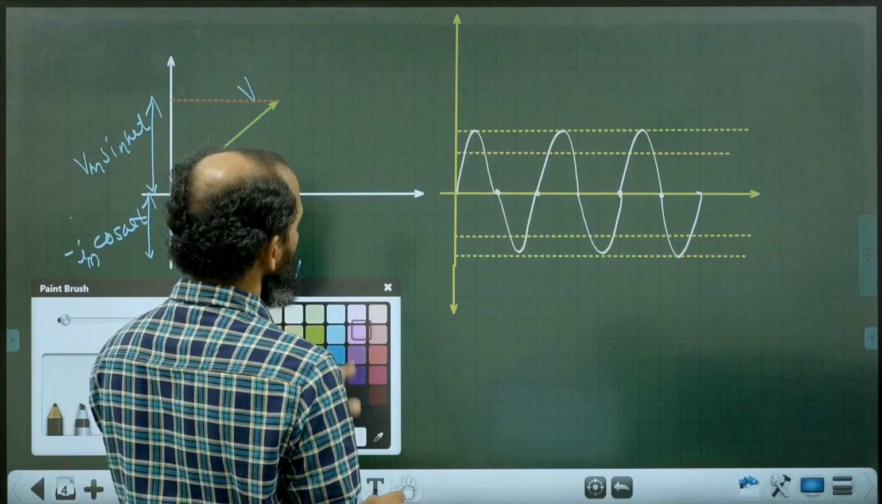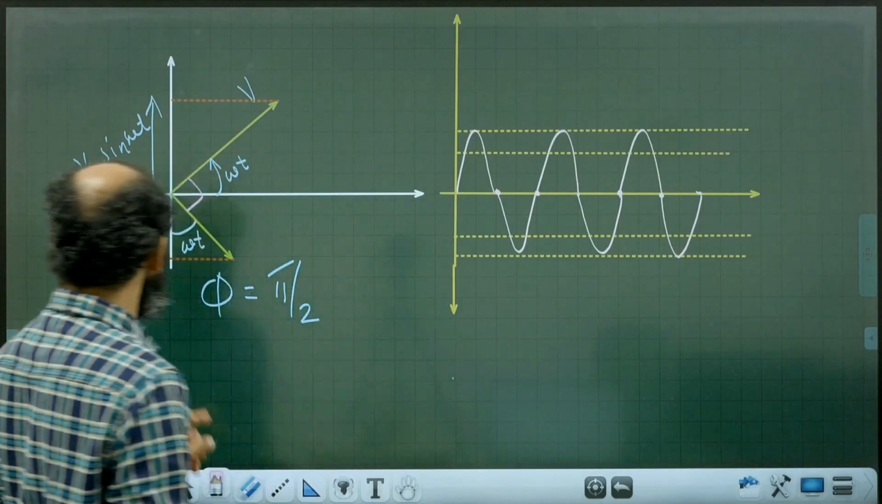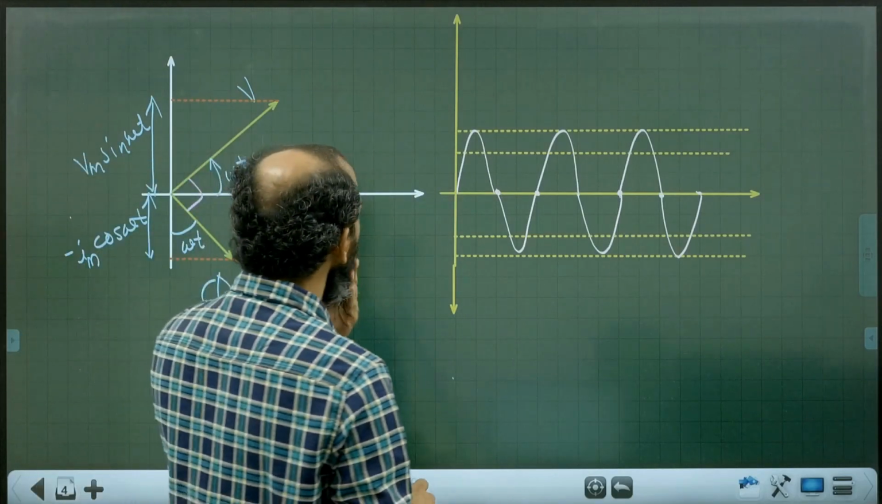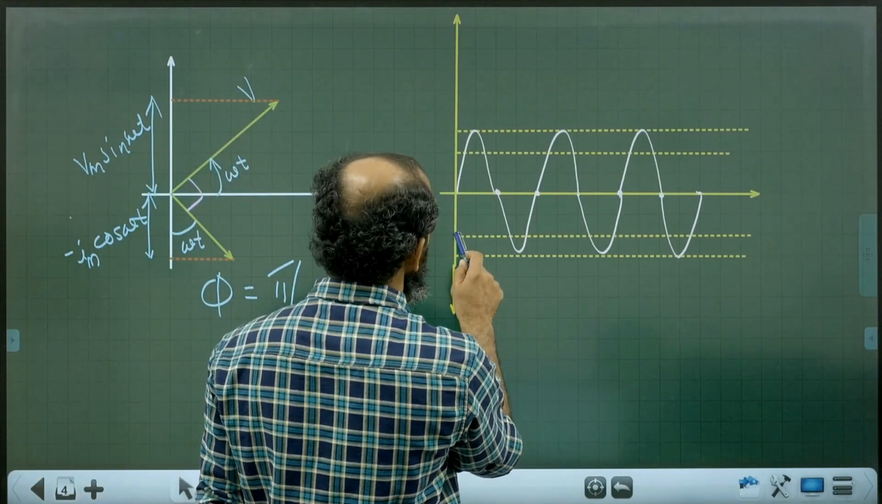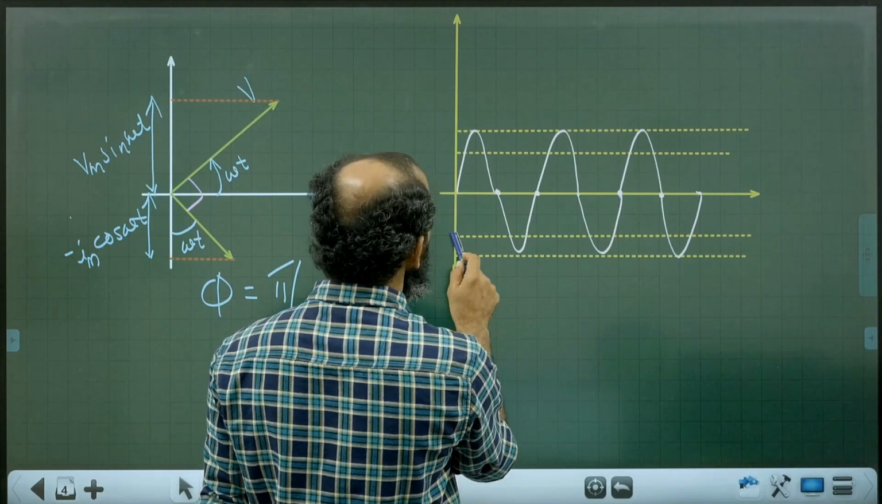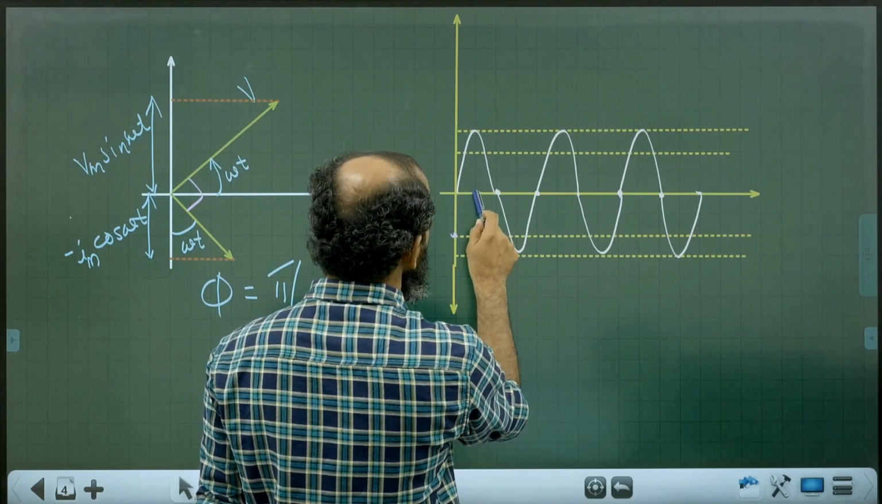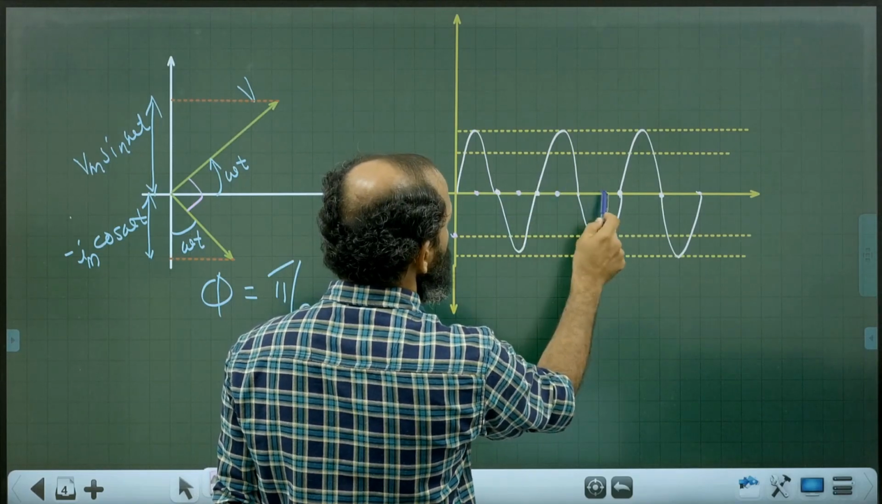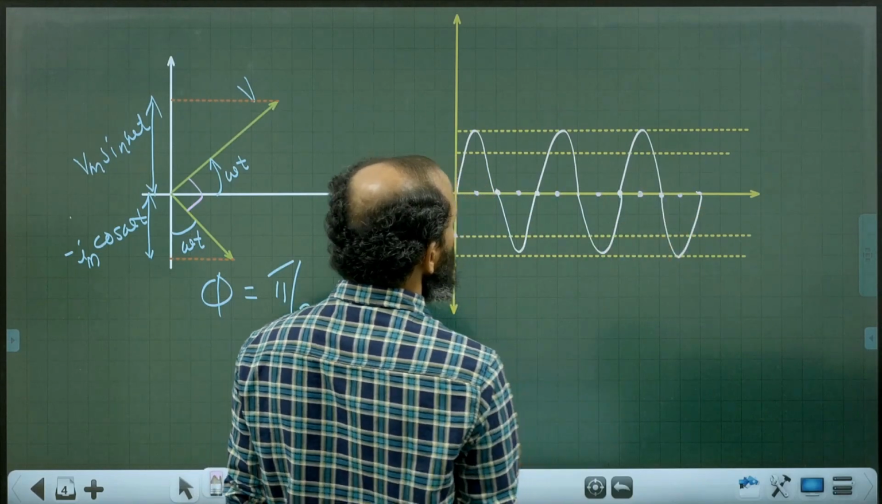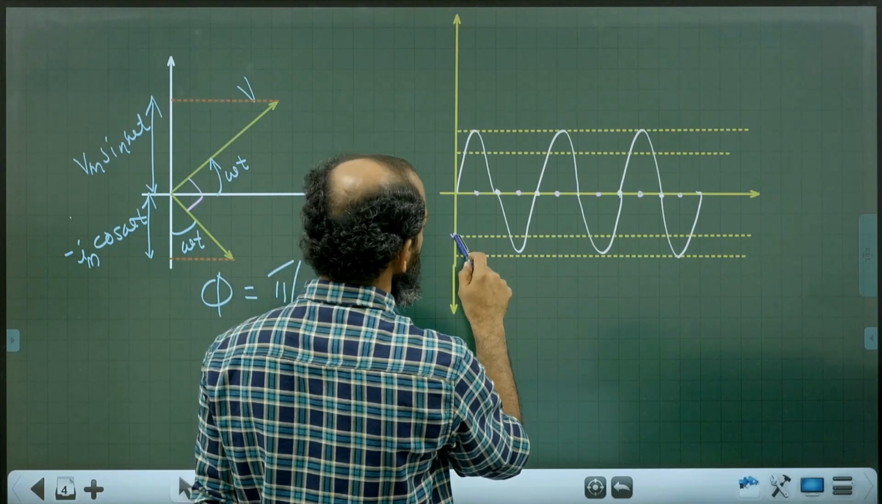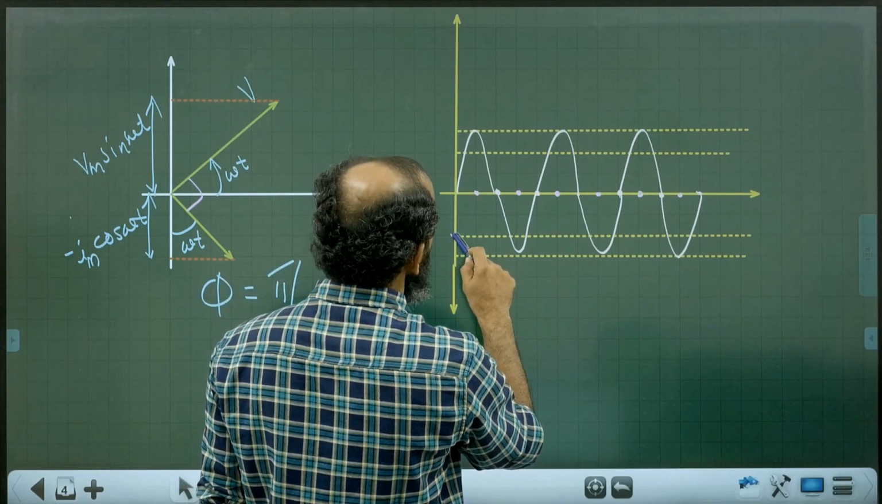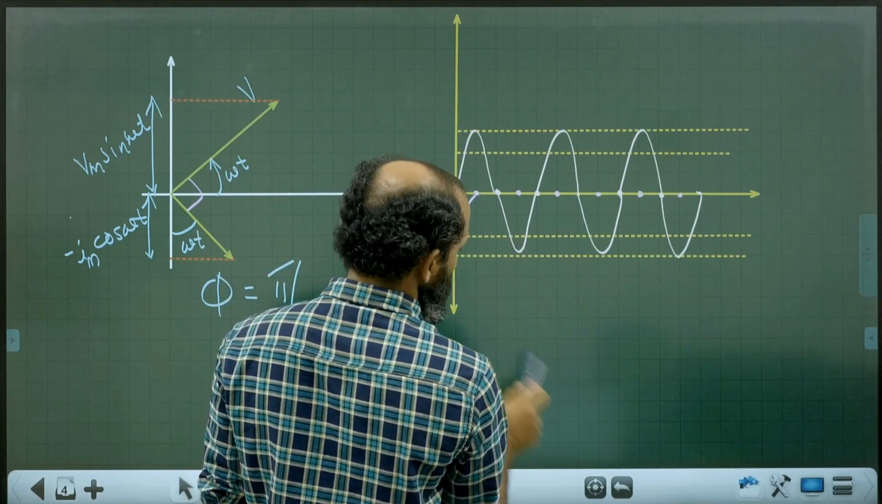Now, what about the current graph? Current is minus cos omega t, so it should be a negative cosine curve. So when voltage is 0, current is maximum, and when voltage is maximum, current is 0. That's why you have to choose such a graph.